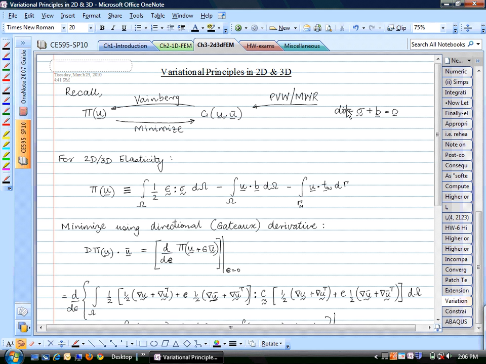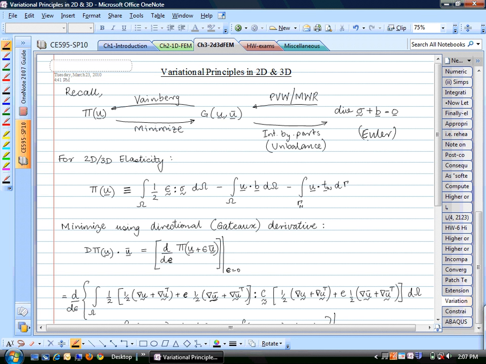So if you remember, going from here to here, we did integration by parts to balance the derivatives, right? So from here to here, we go again integration by parts, but to unbalance the derivatives. And we unbalance the derivatives on u and u bar so that we can pull out u bar common, right? And once we pull out u bar common, what we get is the governing differential equation, which is also called Euler equation.